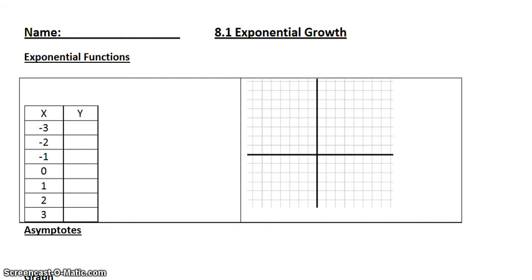Alright, so an exponential function looks like this. Y equals a times b to the x. That's the general format. And today we're going to be talking about when the b value is greater than 1. If the b value is greater than 1, that's what gives us growth.